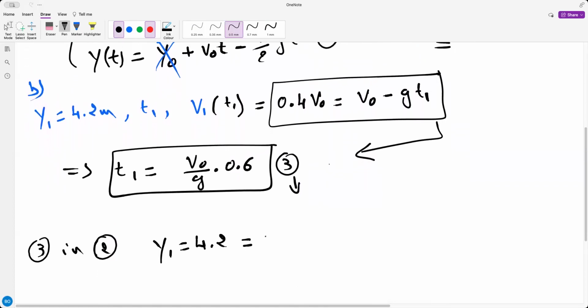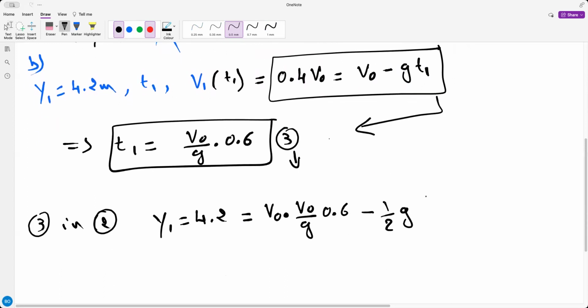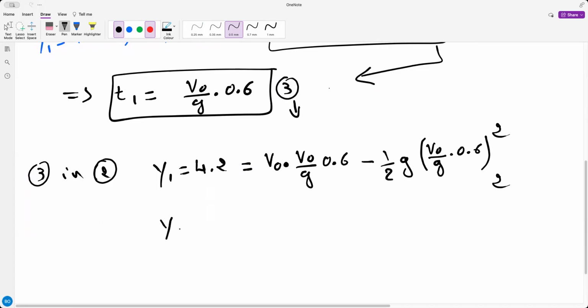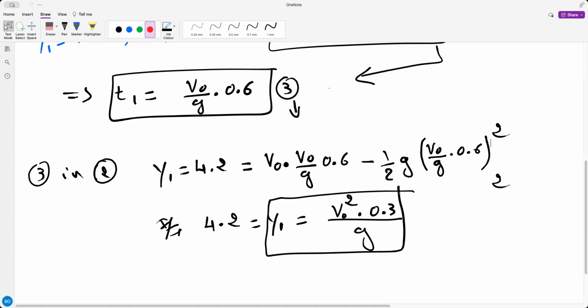So equation 3 in equation 2 gives me y1, which is already equal to 4.2 meters. It is equal to v0 t1, where t1 is v0 over g times 0.6, minus one half g t1 squared, where t1 squared is v0 over g times 0.6, everything squared. Now you can easily see that y1, which is 4.2, is equal to v0 squared times 0.3 divided by g. All you do is distribute this, and then combine, and you find that it's equal to v0 squared times 0.3 divided by g.